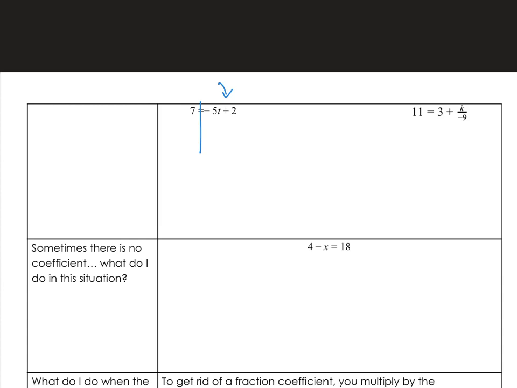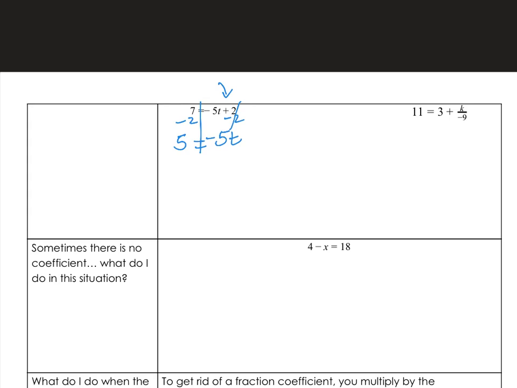So what I'm going to do is my constant is 2, and we're adding that 2. So to get rid of it, I want to do the inverse. So I'm going to subtract 2 on the right side and subtract 2 on the left side. And these are going to cancel out right here on the right-hand side. So then I'm going to go ahead and bring down my negative 5t. On the left-hand side, I have 7 minus 2, which gives me 5. So right now I have 5 equals negative 5t.